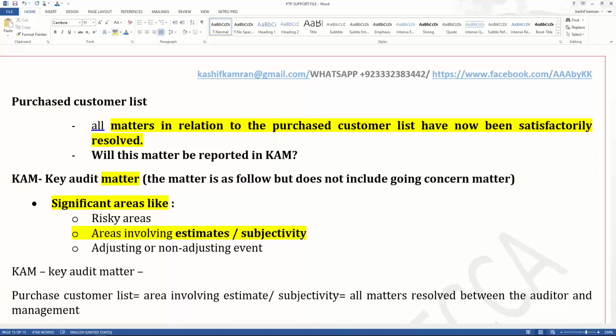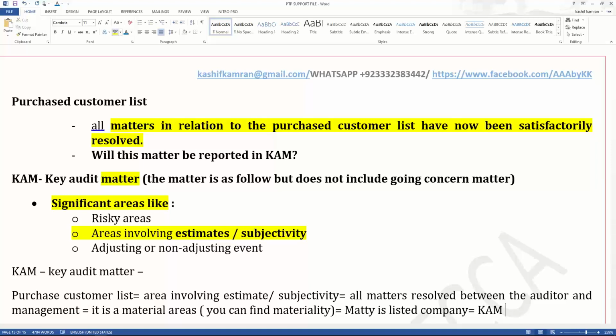Purchase customer list is an area involving estimates and subjectivity. All matters are resolved between the auditor and the management. It is a material area. You can find materiality back at home. It's a material area, and METI is a listed company. METI is a listed company, which equals CAM.